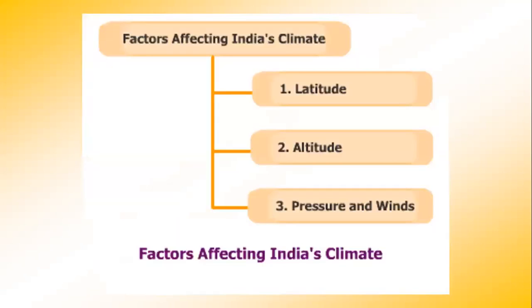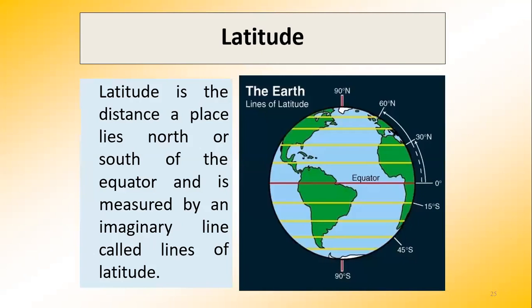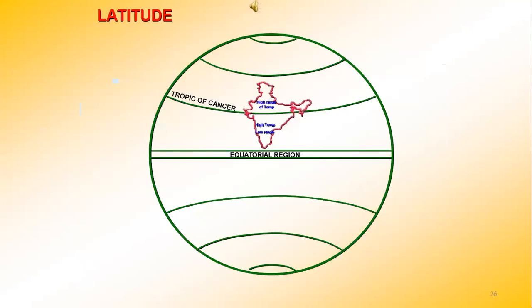Now, out of all the factors that we had learned, these three affect the climate of India: latitude, altitude, and pressure and winds. Latitude is the distance that shows whether a place lies north or south of the equator, and it is measured by imaginary lines called lines of latitude.